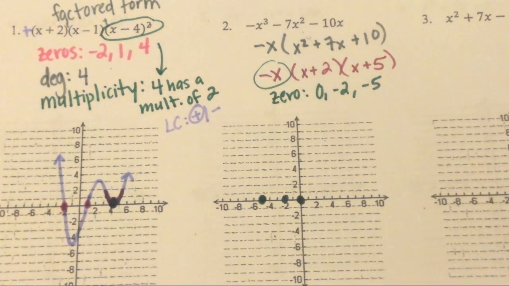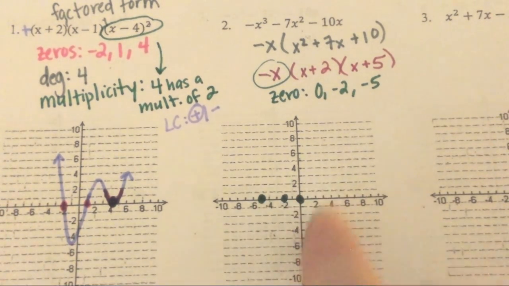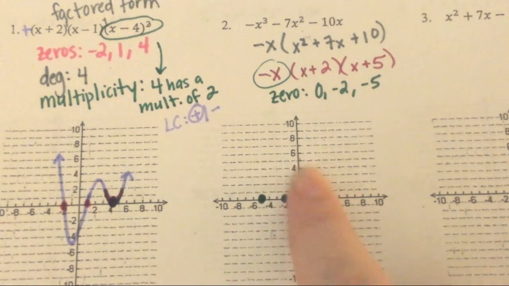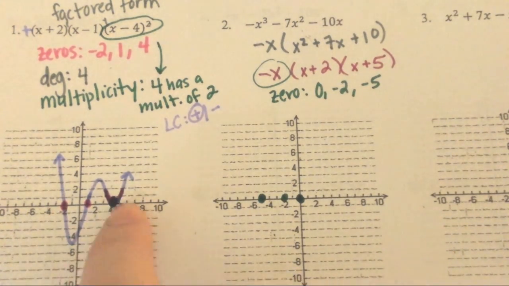Do any of my zeros have a multiplicity higher than 1? No. So there's no multiplicity for us to worry about, which means we're not going to have any special humps. We're literally just going to cross through these 3 points. We're not going to have a cool little hump at a point.